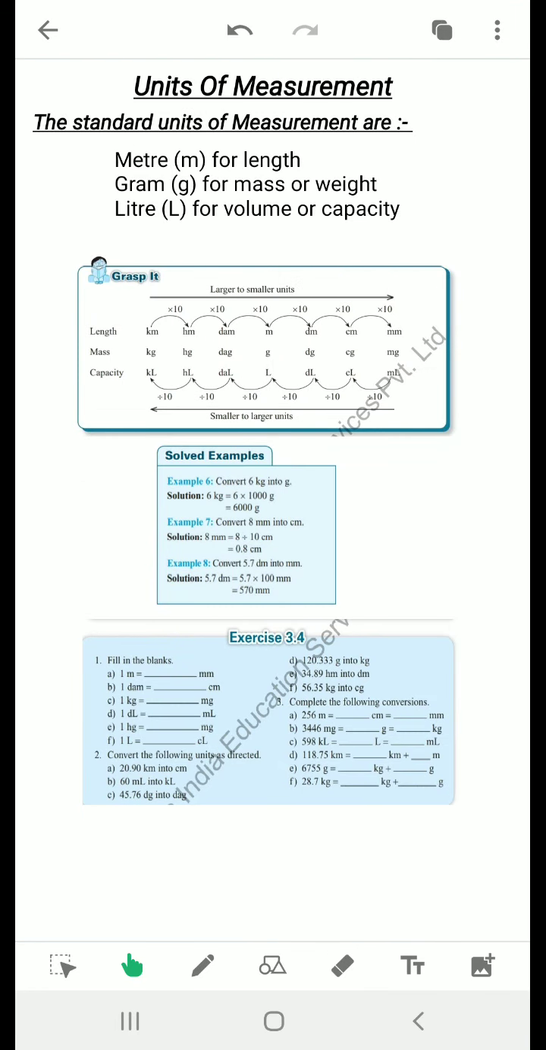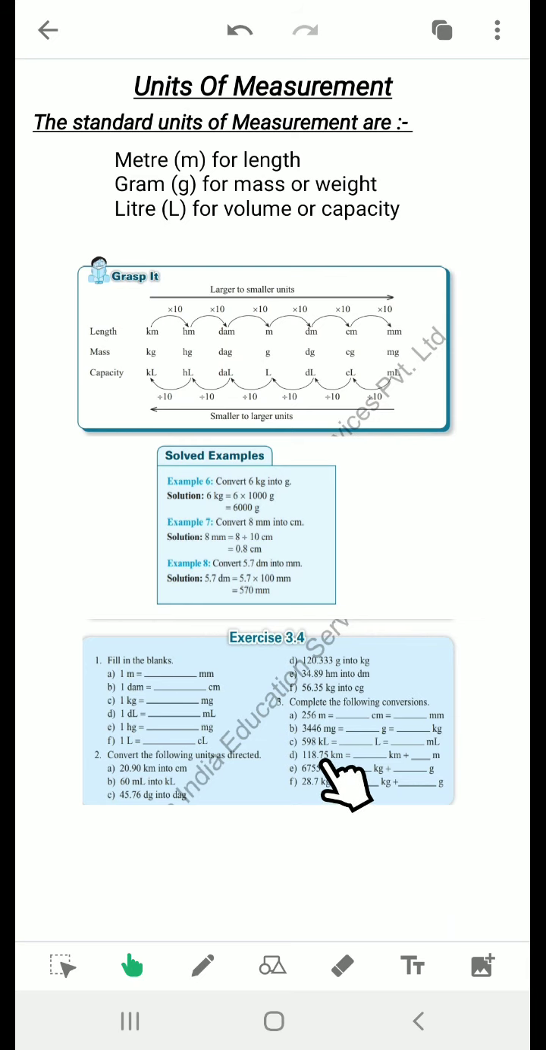And in the third question, in 3A, 256 meter is to be converted into centimeter and millimeter both. So first of all you have to convert meter to centimeter, then meter to millimeter. Similarly milligram to gram, then milligram to kilogram, kiloliter to liter, then kiloliter to milliliter. But in questions D, E and F, 118.75 kilometer equals kilometer plus meter. So you have to convert this unit into kilometer, and then the rest will be meters.